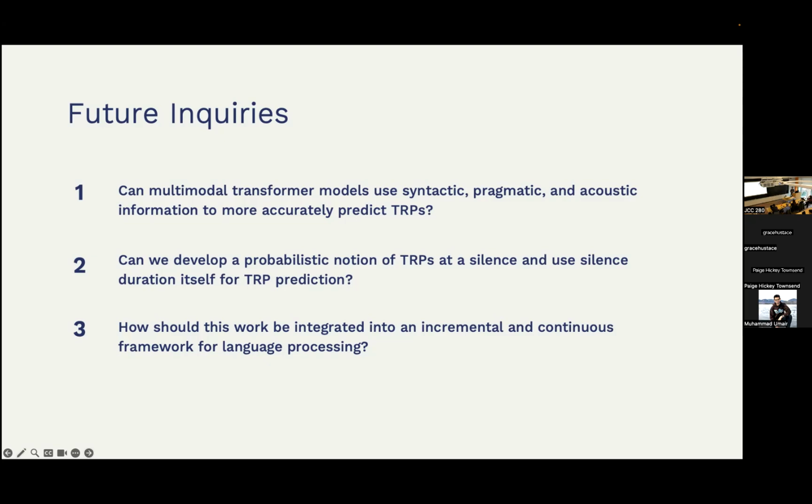We can also develop a probabilistic notion of TRPs between silences, like how I showed in that previous example, where there's individual variability in when TRPs are actually going to occur, and we can model that probabilistically. And then the final question is, how do we put all of this in incremental and continuous spoken dialogue systems, which are spoken dialogue systems that are continuously predicting what's going to happen next, instead of waiting for someone to finish what they're saying and then moving on.